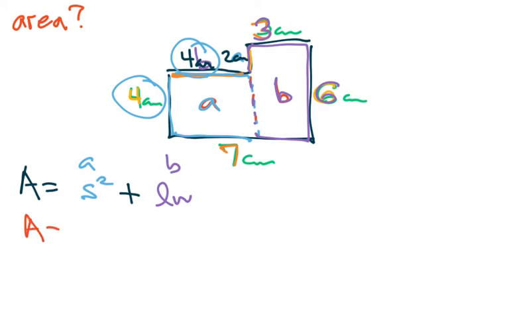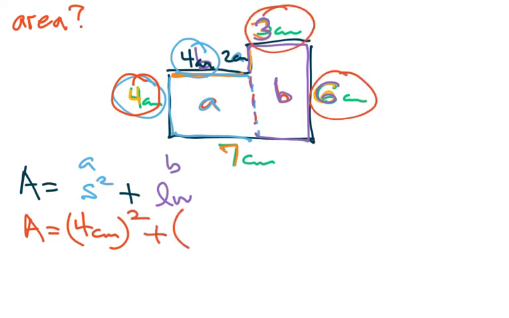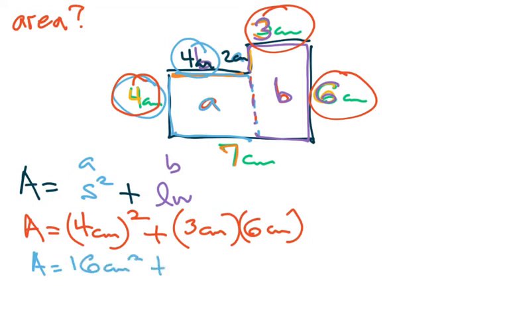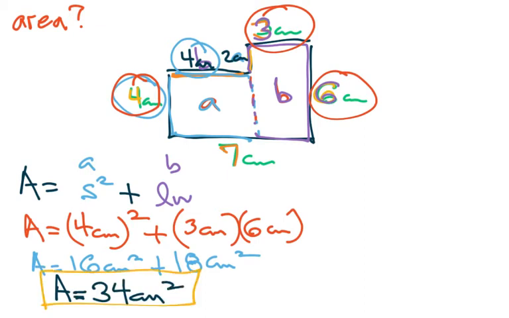So A is equal to, remember our side length on our square is 4 centimeters, so 4 centimeters squared, plus 3 centimeters times 6 centimeters. Then we'll do our math. 4 centimeters squared is 16 centimeters squared. 3 centimeters times 6 centimeters is 18 centimeters squared. And then I do a little bit of adding. A equals 34 centimeters squared. Hey, Earl Campbell. Boom. Not so bad.